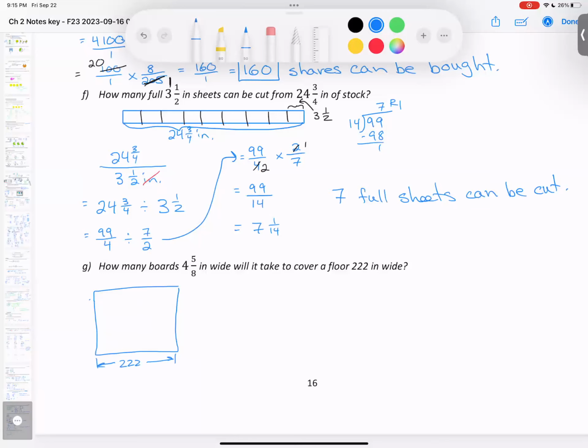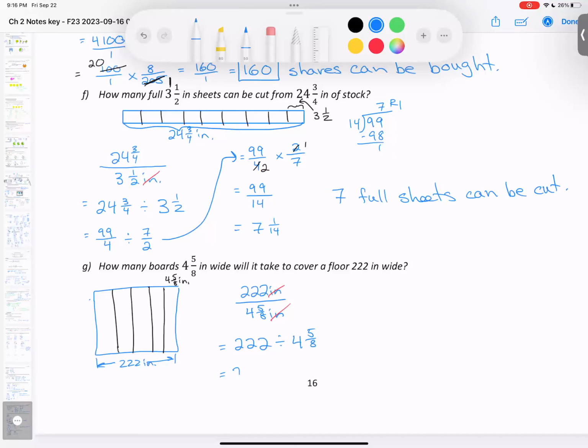So pause this video and see if you can figure this one out. And let's do this one together. So we want to cut boards that have a certain width here. So our width of these boards is going to be 4 5/8 of an inch. Okay, this 222 was inches. So we're going to take our total measurement, 222, and divide that by 4 5/8. Our inches will cancel here, so our answer is going to be unitless, which is what we expect. So we've got 222 divided by 4 5/8.